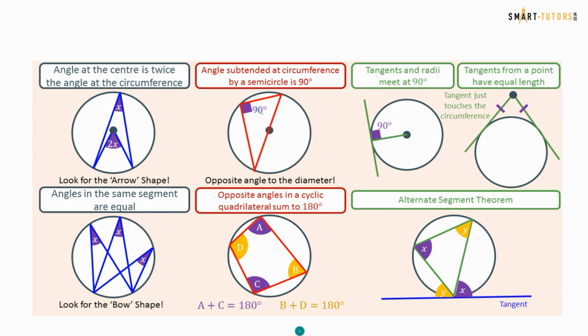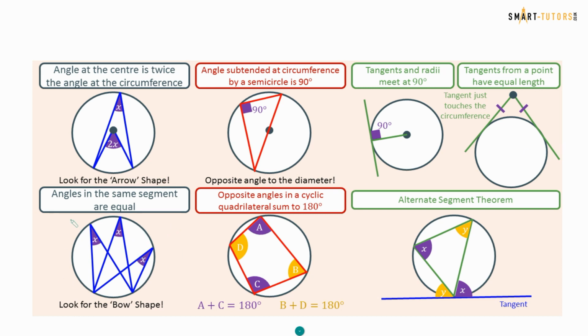Theorem number 3. Tangents and radii meet at 90 degrees. Theorem number 4. Tangents from a point have equal length. If you draw two tangents from a point outside of the circle, both tangents are of equal length. We use this theorem for congruent triangles later on in the question.